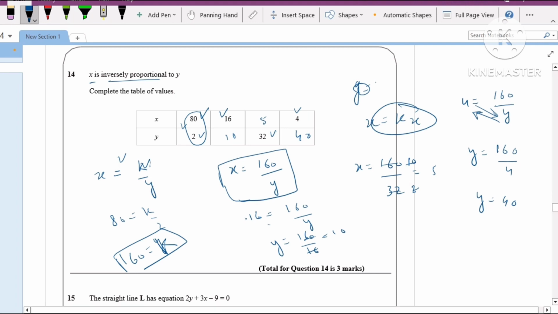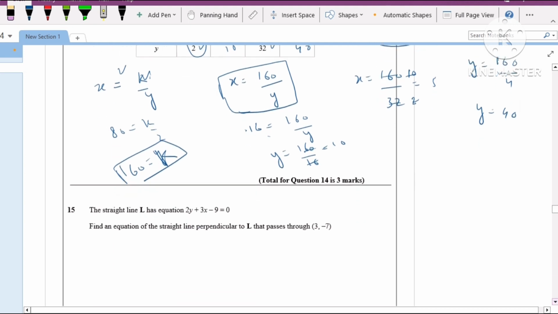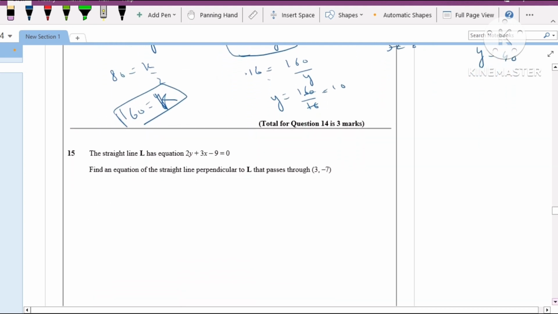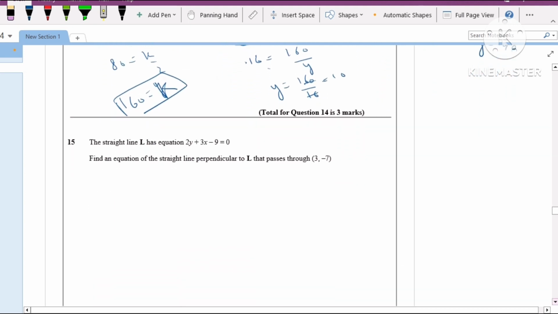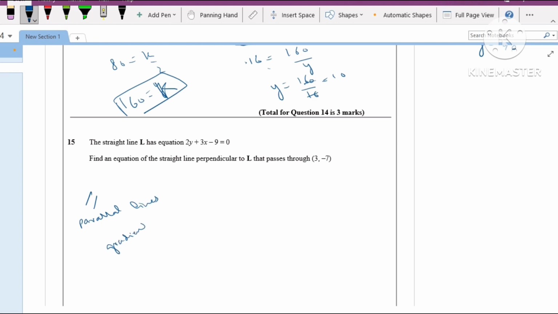The next question, question number 15. That question is about coordinate geometry, and we know that if two lines are parallel, the gradient will be the same. For parallel lines, the gradient is the same. It means m1 is equal to m2.